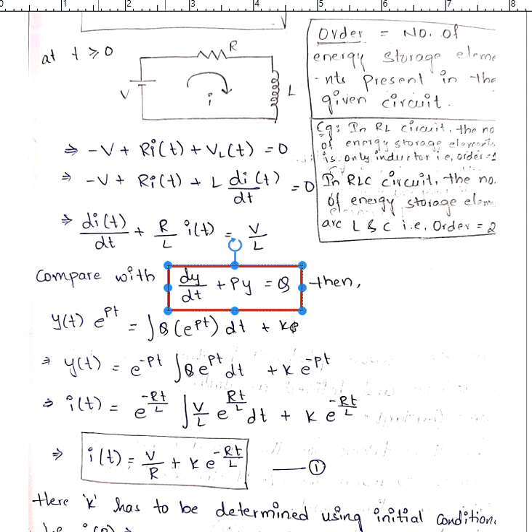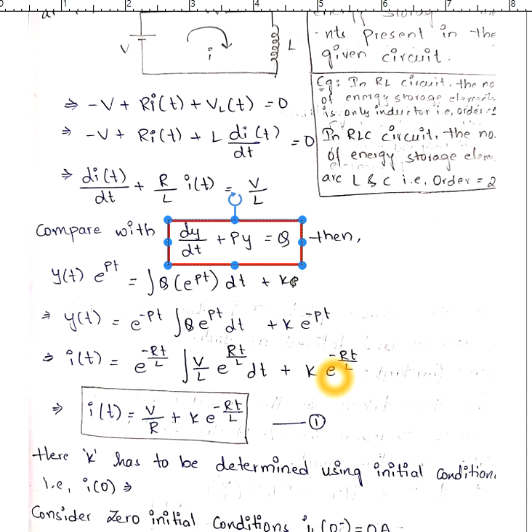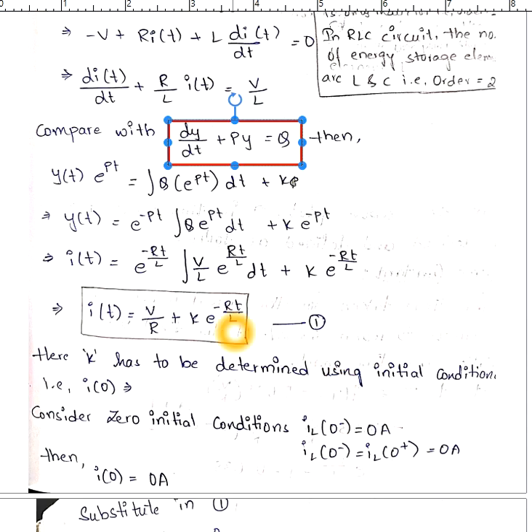So what will be I of t? I of t will be equal to e power minus r by lt, because here the coefficient of I of t is r by l. What is q? Q is equal to constant v by l. Okay, this is fine. Then how to determine k? So k you will be determining using initial conditions.